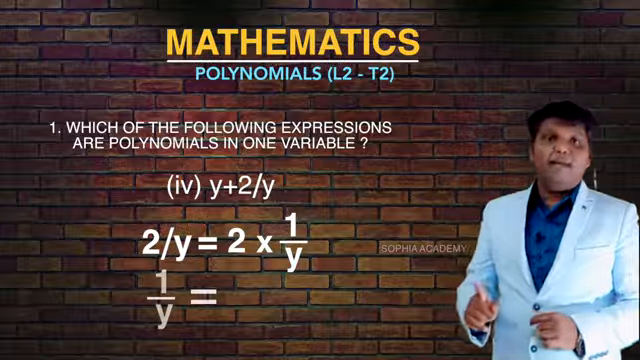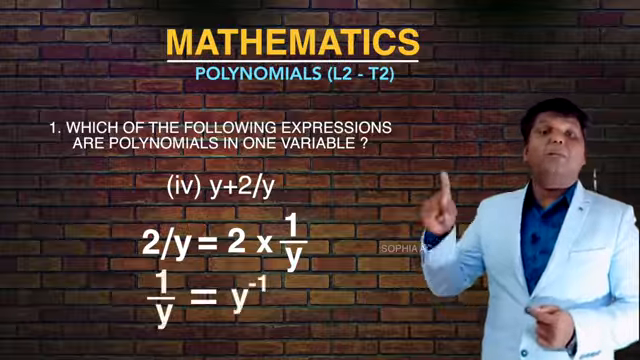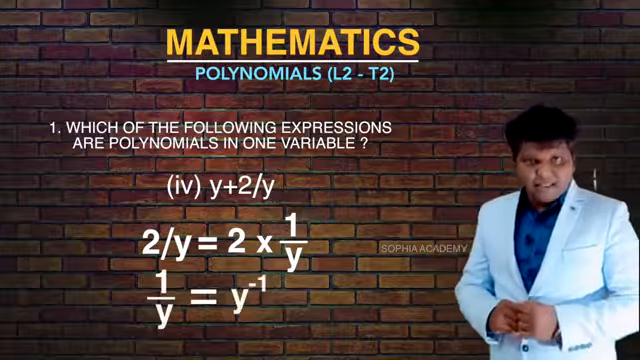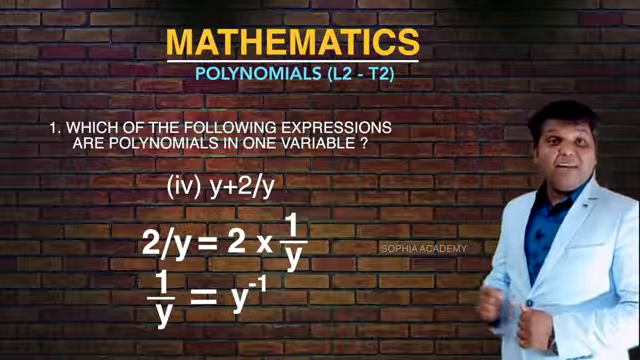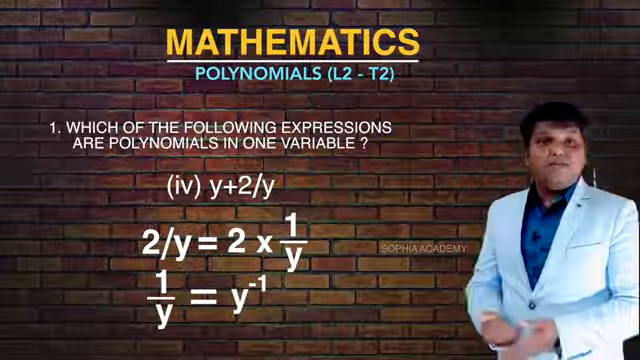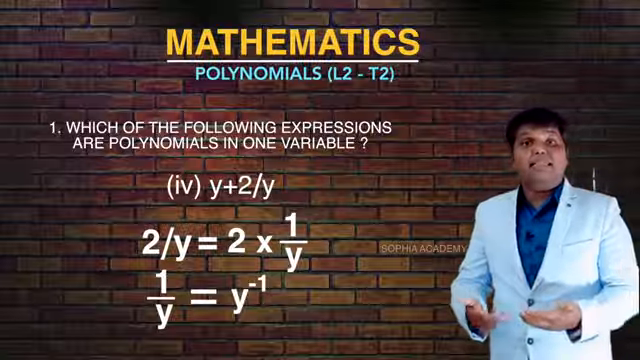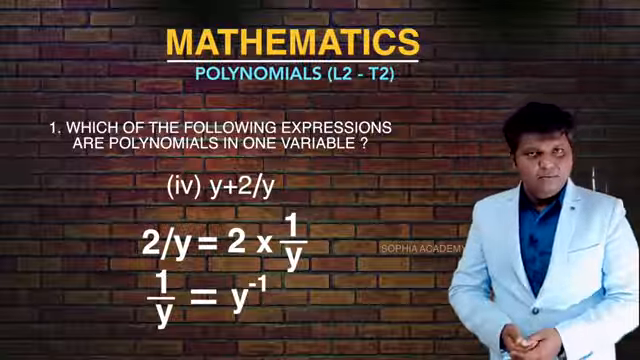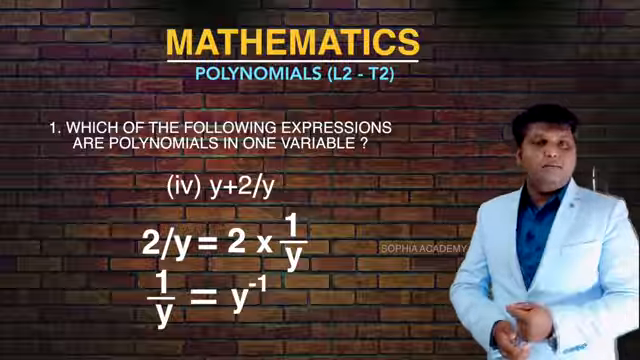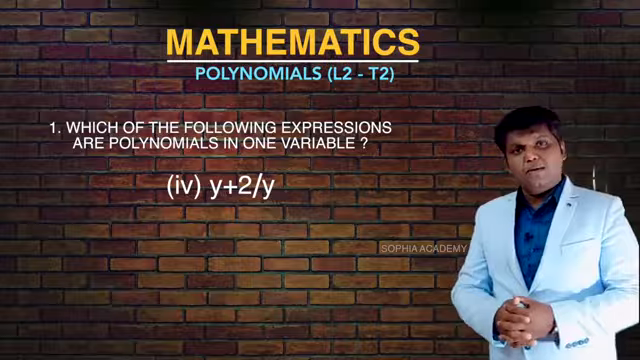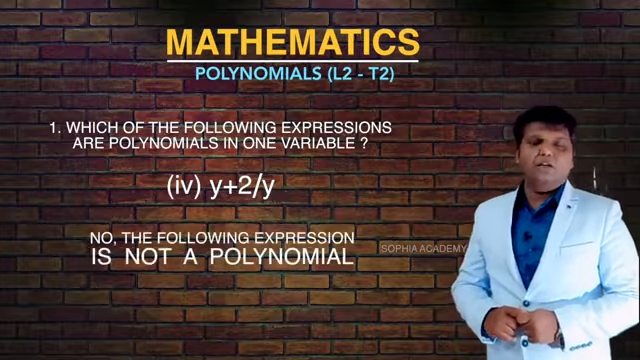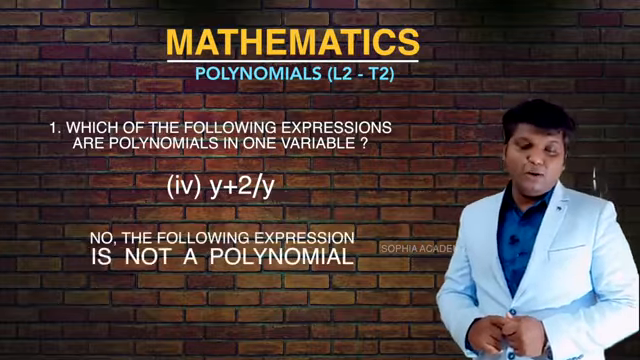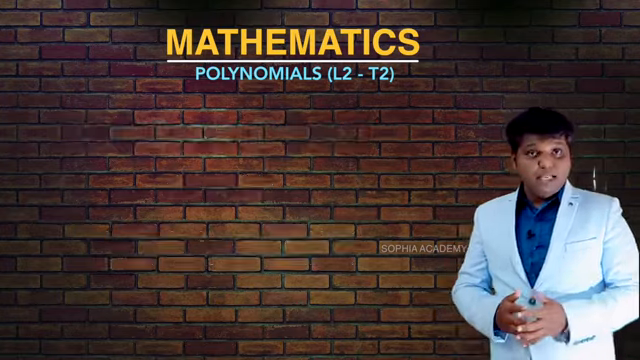So 1 by y we can write as y raised to the power minus 1. In our 8th class, in the very first chapter, we studied that 1 by y can be written as y raised to minus 1. So the power of y in the second term came out negative. That means it's not a whole number. So what can we conclude? We conclude that this given algebraic expression is not a polynomial.